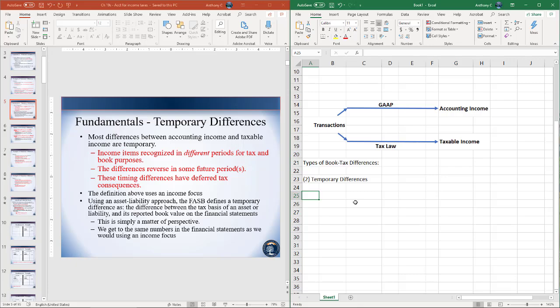As an example of this, let's just say we sell $10,000 worth of goods on account in 2018, and then let's say we collect on that $10,000 in 2019. As I mentioned earlier, GAAP uses an accrual basis, whereas tax law, for the most part, is just on a cash basis. So let's just say these are the only two transactions for the company in these two years. Accounting income would just be the $10,000 of goods sold on account in 2018. Whereas for taxable income in 2018, we didn't collect any cash, so taxable income will be 0.